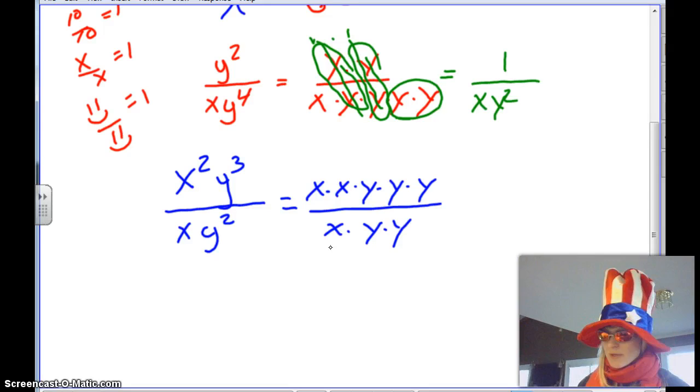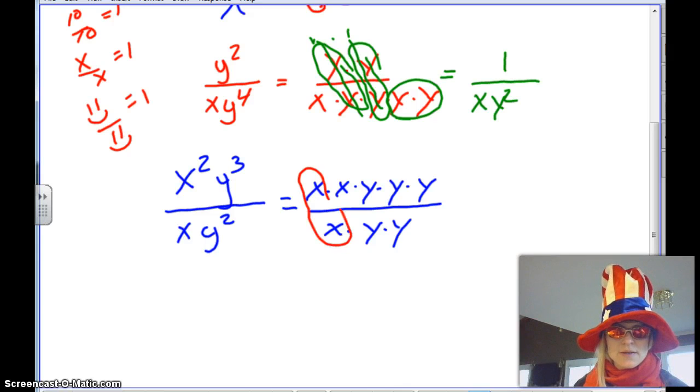Okay, so now we're going to look for our pairs. So remember, you can only divide of like bases. So I can only do an x with an x and a y with a y. So here I've got an x with an x on top and bottom. So remember, x over x is 1. So I can cross that out, make that a 1. And then here I've got a y and a y, so that makes that a 1. And I've got a y with a y, so that makes that 1. And I don't have anything else.